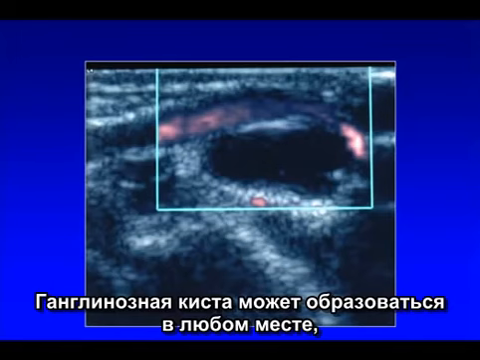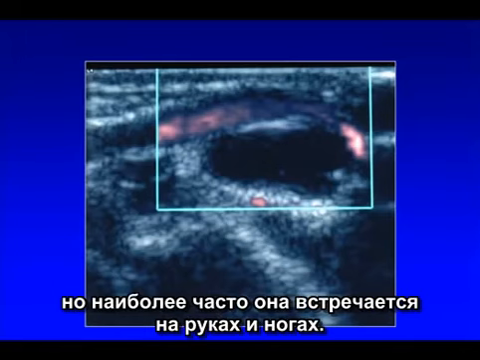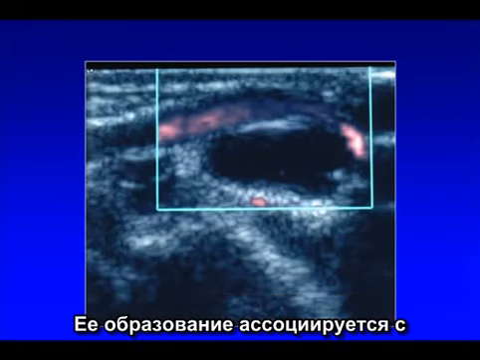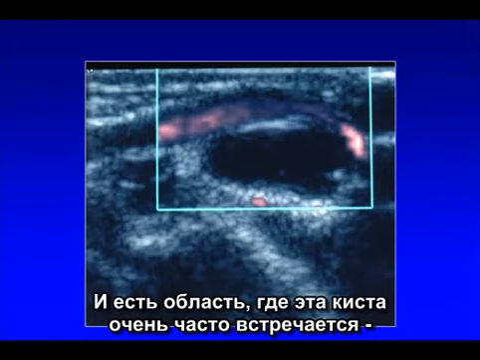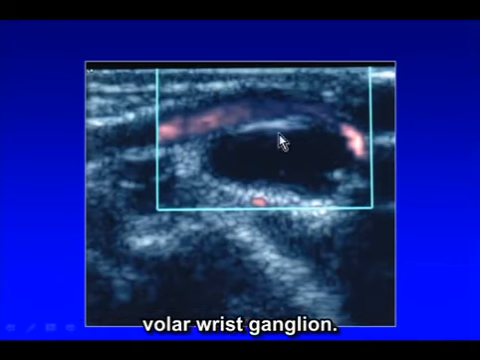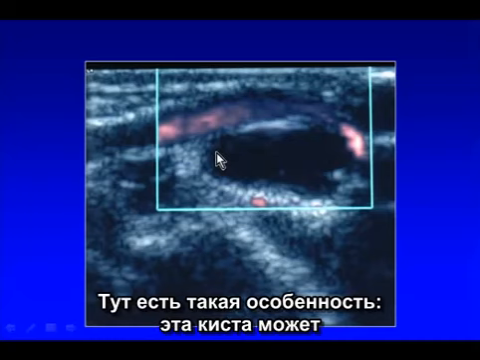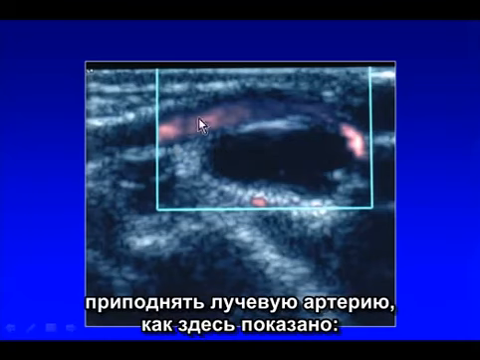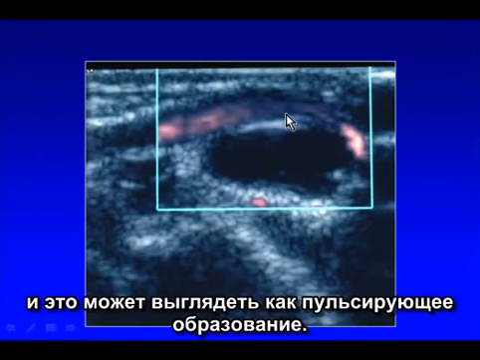Ganglion cysts can occur anywhere. They're very common in the hands and feet, but can occur anywhere in association with joints or tendon sheaths. And this is one area that's very common, a volar part of the wrist ganglion cyst. And the key thing about this is that it may lift up the radial artery shown here, and this can present as a pulsatile mass.